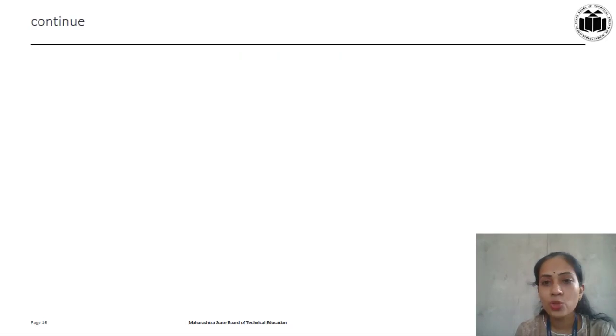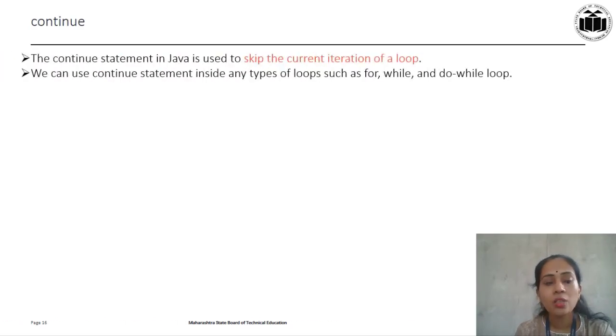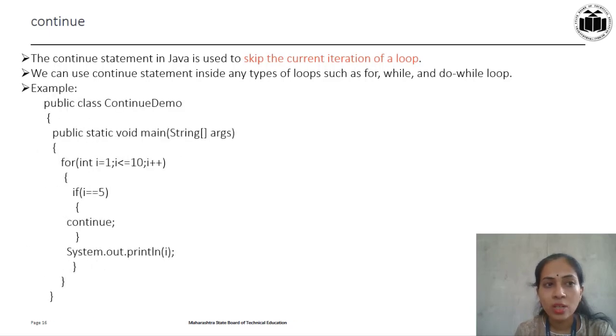Now let's see the use of continue keyword. The continue statement in Java is used to skip the current iteration of a loop. And we can use this continue statement inside for, while and do while loops. So here is the example to demonstrate the use of continue. Same example, but I have used the continue keyword over here.